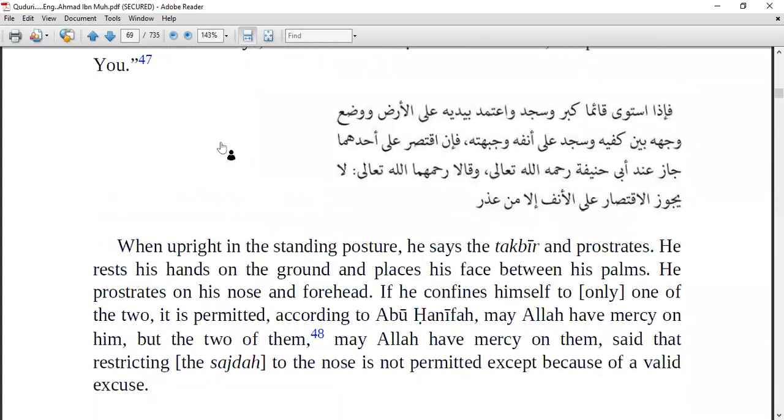So you're done with the ruku, you come back up. فإذا استوى قائما. So when you're upright in the standing posture, right? ثم كبر وسجد. You say takbir again and then go for the sajda, then prostrate. How do you do that? For the man, it says, وَاعْتَمَدَ بِيَدَيْهِ عَلَى الْأَرْضِ. He's going to rest his hands on the ground.